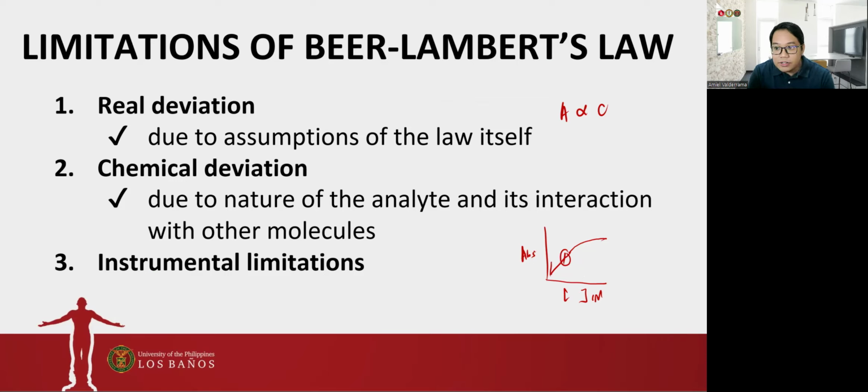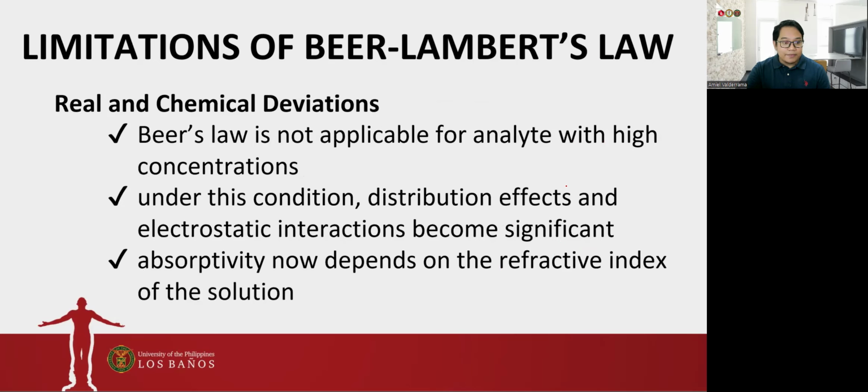Next is the chemical deviation. For the chemical deviation, it is due to the nature of the analyte and its interaction with other molecules. So ang ating assumption here is kapag nire-read natin yung ating samples sa UV-Vis, dapat walang chemical reaction na nangyayari during the reading. Okay? But possibly may interaction yun na hindi natin nalalaman. So that is part of the chemical deviation. Next naman is the instrumental limitations. It is the possible presence of stray lights and noise dun sa ating instrument. Okay? So again, isa-isahin natin sila.